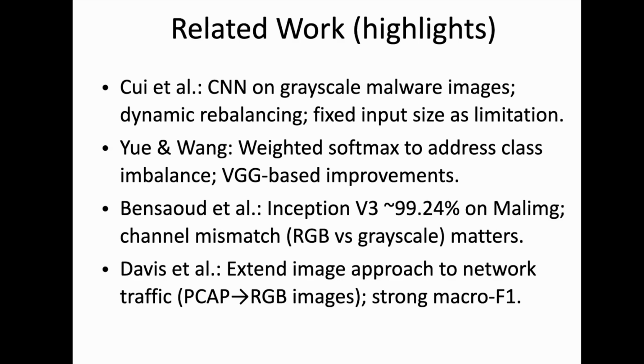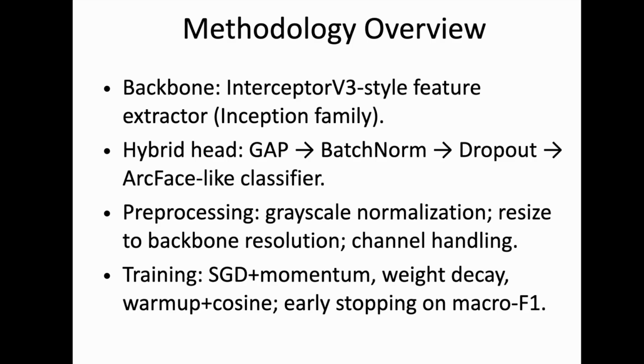Then comes Bensual, the one we received inspiration from, because he's using Inception V3 and getting an accuracy of 99.24% on Malimg. So what we did was use Inception V3 as the backbone, a feature structure from the Inception family, and we created a hybrid head with a GAP, a batch normalization, a dropout, and an ArcFace-like classifier. We think the most important here was the dropout, because we looked at the paper and they said the dropout is the best solution to avoid overfitting.